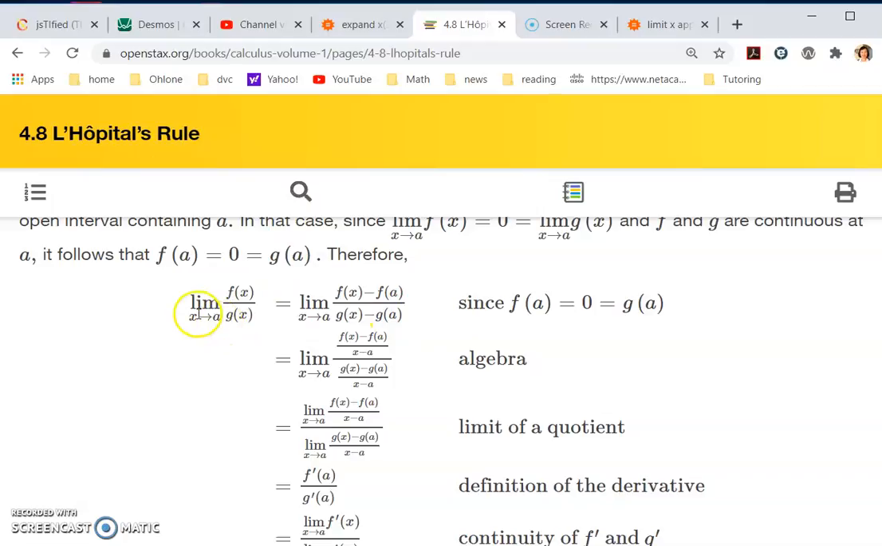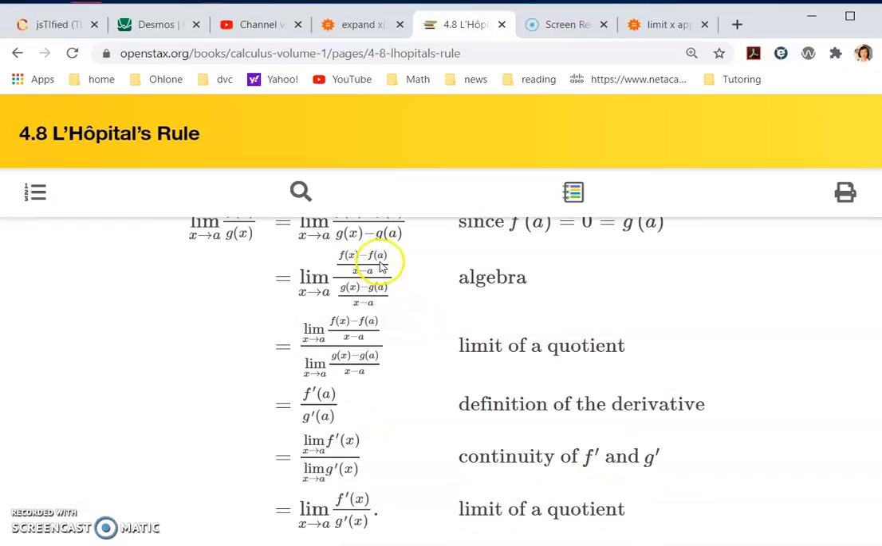So what happens is they say, okay, the limit as x approaches a of f of x over g of x. Because when you do direct substitution, you have top and bottom both equal to 0. So you have f of a equal to 0 equal to g of a. And if they are 0, then why don't I just put f of a subtracted in the top and g of a subtracted in the bottom, and then divide it by x minus a? Why can I divide it? Because x does not equal a when you are doing a limit, so you can safely divide it.